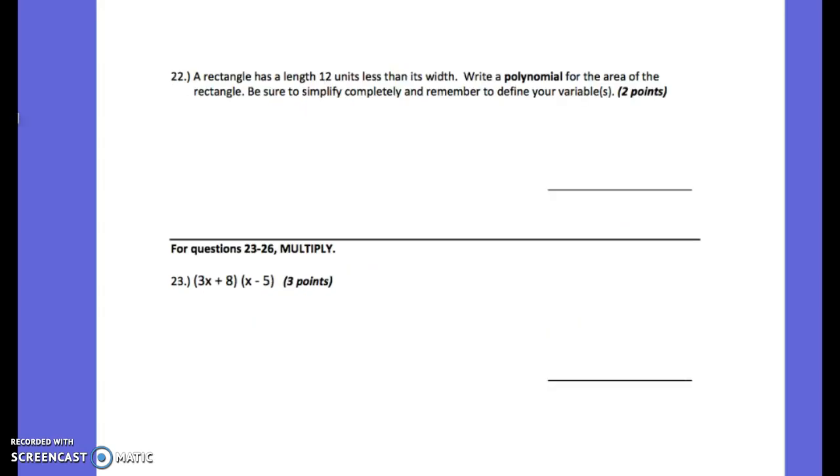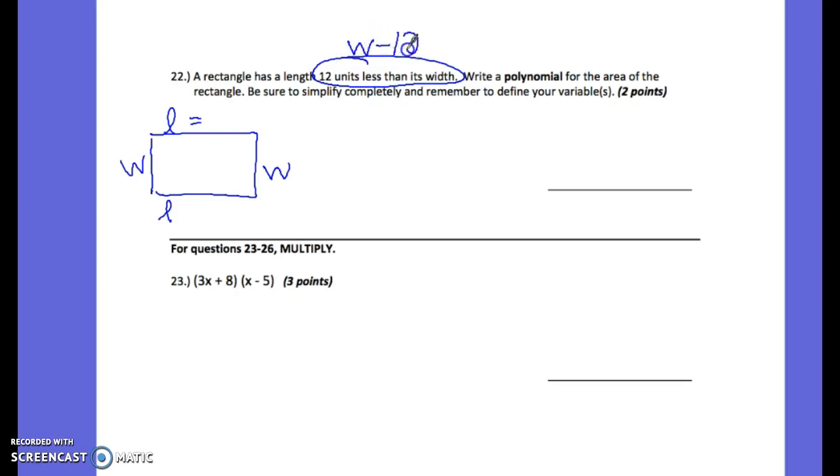For number 22, it says a rectangle has a length 12 units less than the width. So let's draw a picture. You have the width, you have the width, you have the length, you have the length, but you know the length is 12 units less than the width. So we know it's w minus 12.